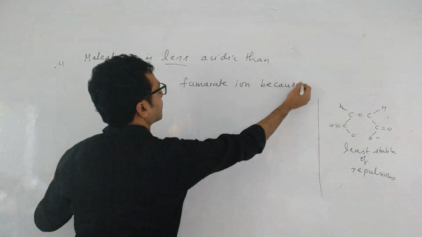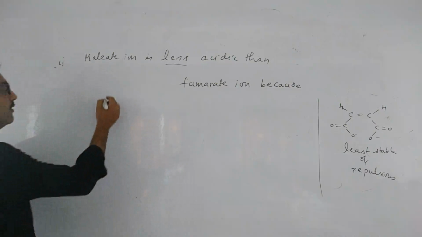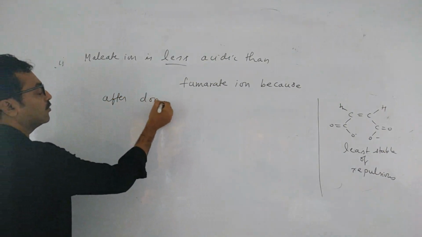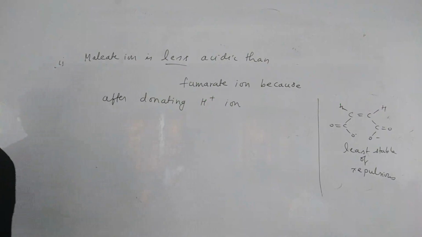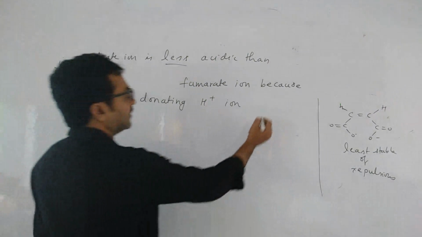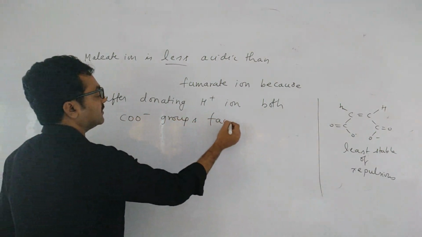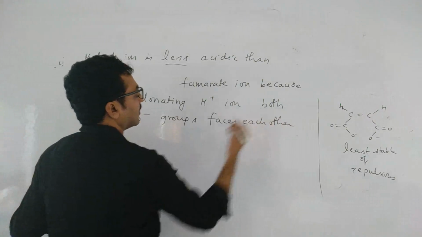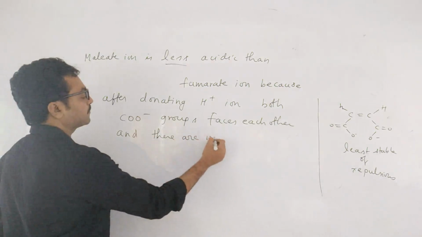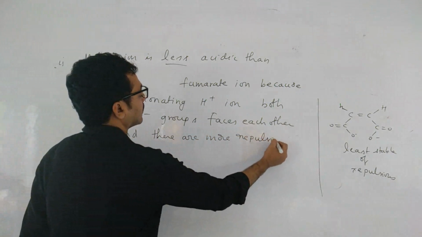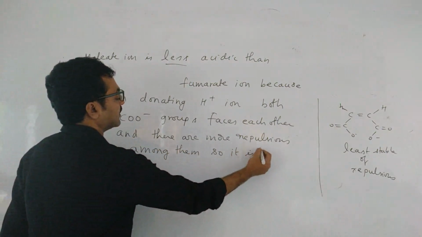Because after donating the second H plus ion, both the COO minus groups face each other, and there are more repulsions among them. So it is least stable.